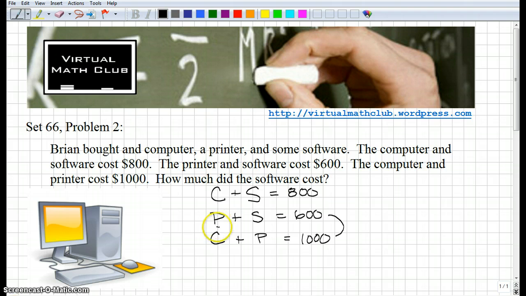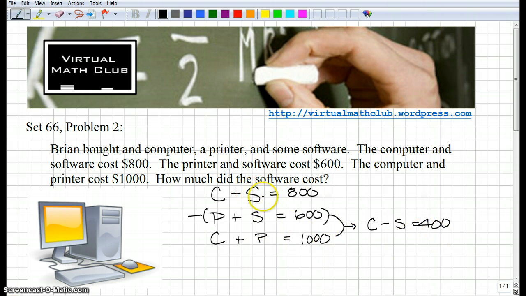Okay, so what I think I'm going to do is actually subtract this top one from the bottom one. And that will give me C, and then I have P minus P, which is 0, and then I have a minus S, and then I could take 1,000 minus 600 and get 400. Okay. So I have C minus S is 400.